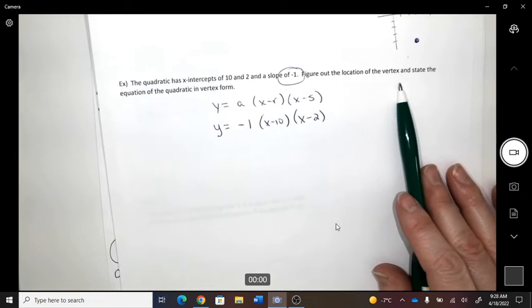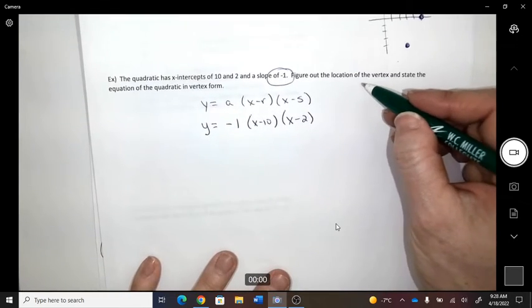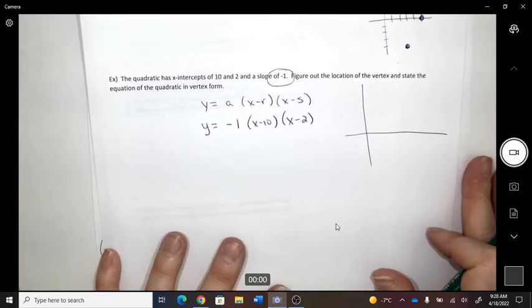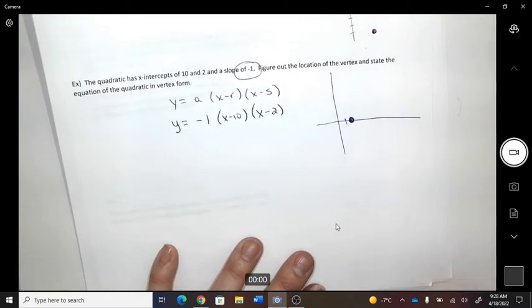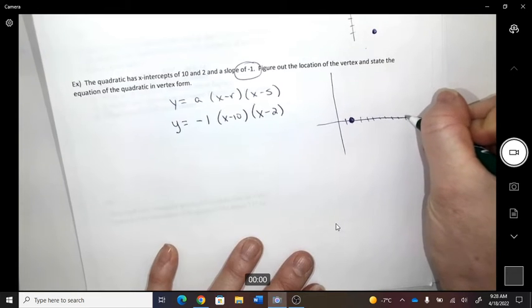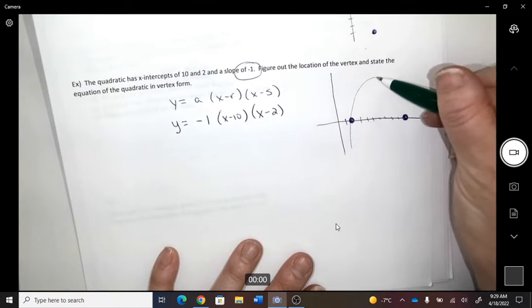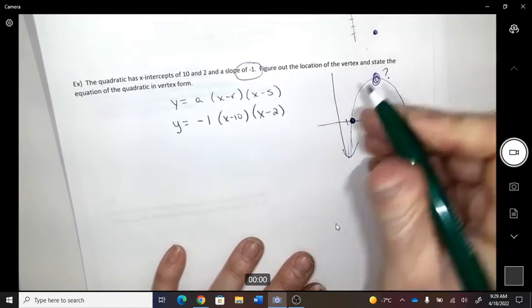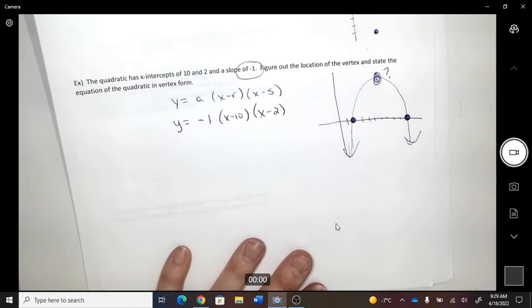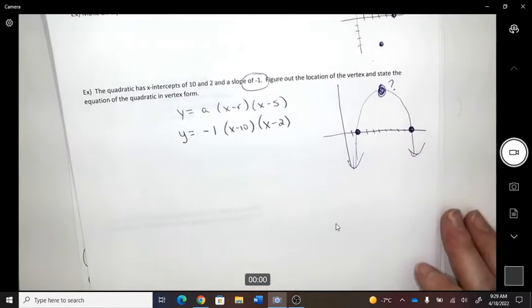Now it says figure out the location of the vertex and state the equation in vertex form. Okay, so here's what I'm going to show you. Here's what I know. I know I have an intercept at 2, and at 10. And I know that this parabola opens down because the slope is -1. This is what I want to know. Okay, there's an understanding of what the x value is there.